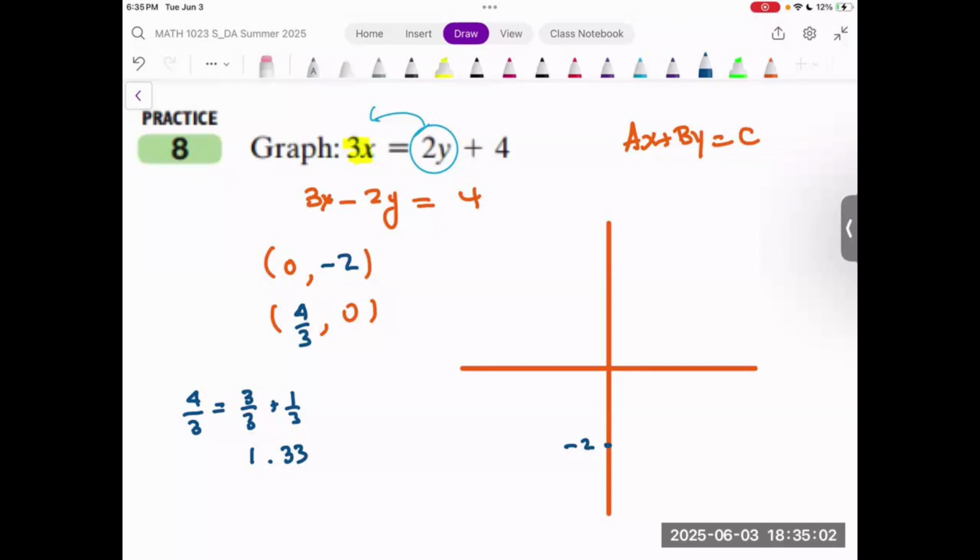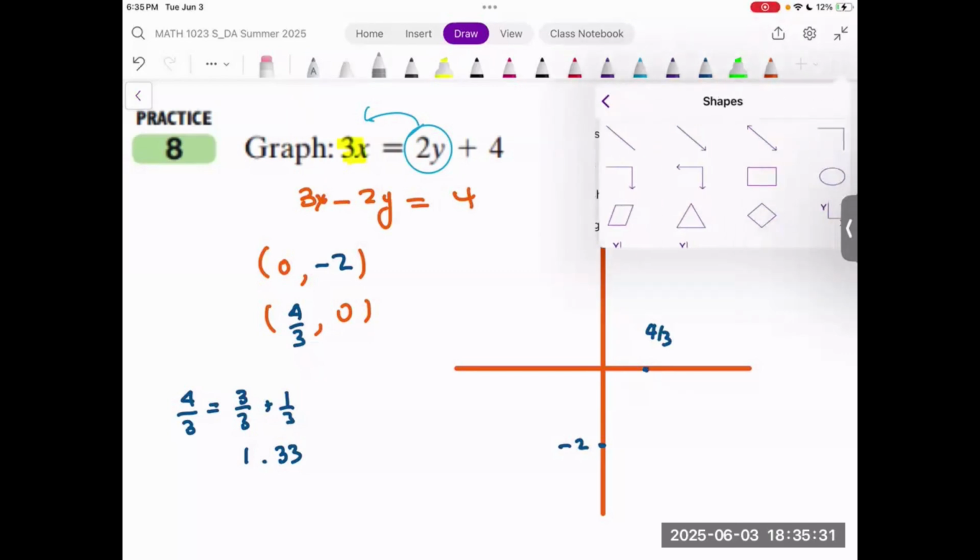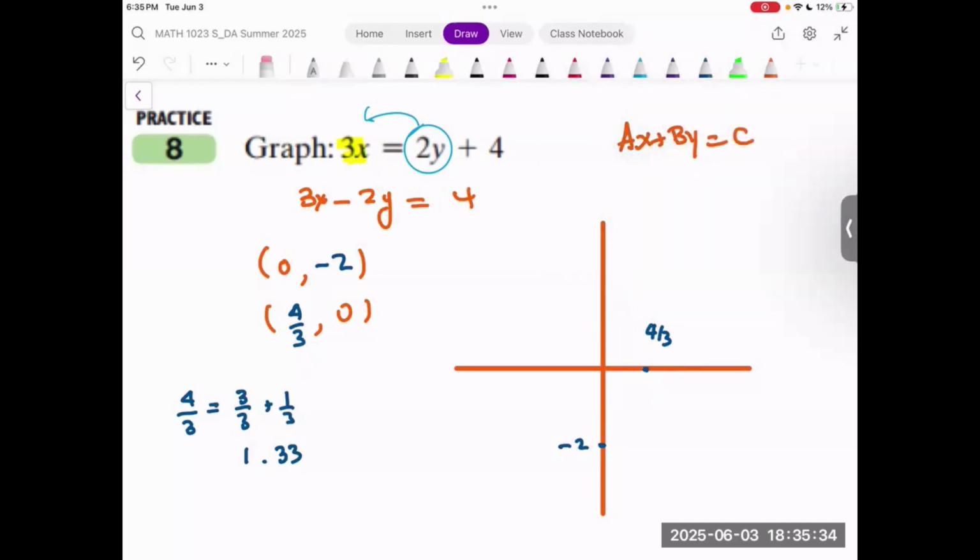Otherwise, think about money. You might be bad at mathematics, but with money, probably you will get it. If you have $4 and divide by 3 people, how much is everybody going to get? You're going to get $1 and some change, right? That's how you think about it, so you cannot make mistakes. So this is going to be 4/3. All right, and I'm all set, I guess. Just have to create the line. And that's all.